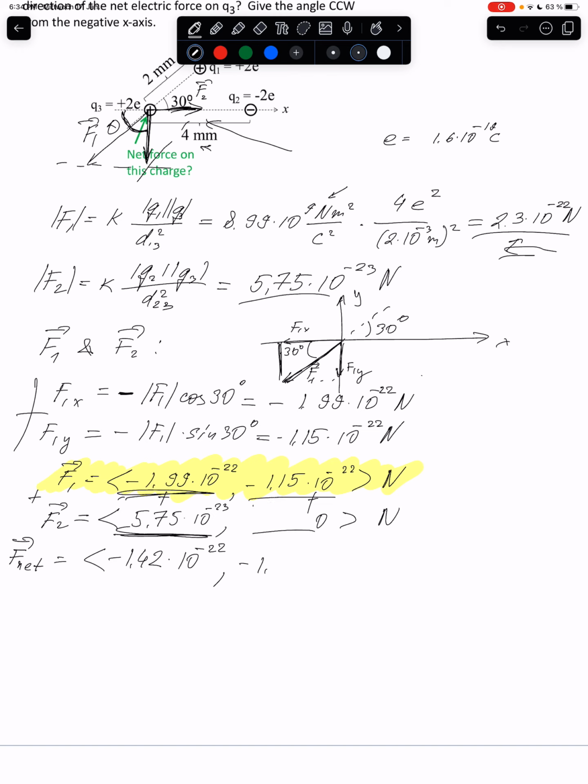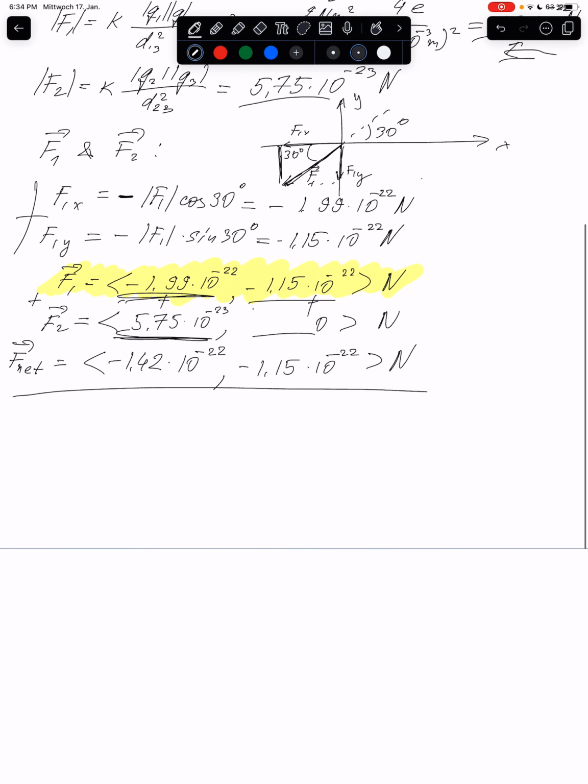We'll just rewrite this: minus 1.15 times 10 to the negative 22 newtons. So that's our result for the vectorial form of the net force. And by the way, we can see that both of these components are negative. So let's actually draw this net force again, just to clean up the figures.